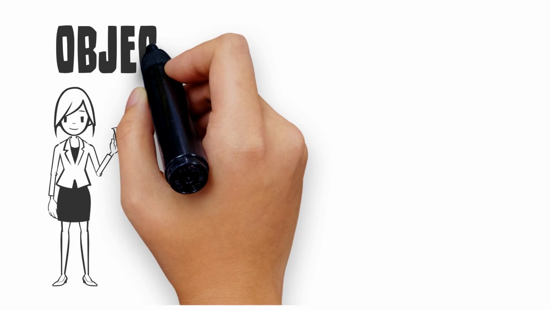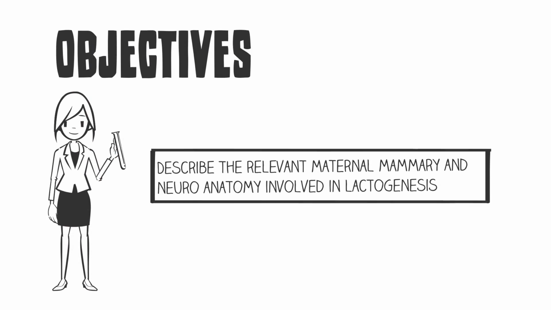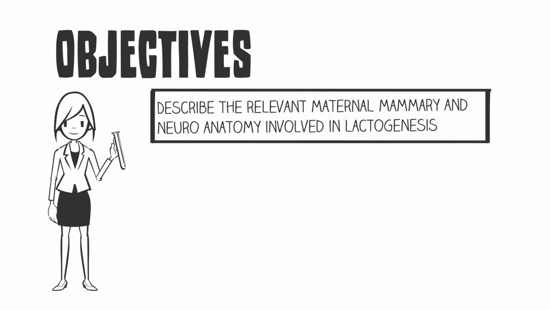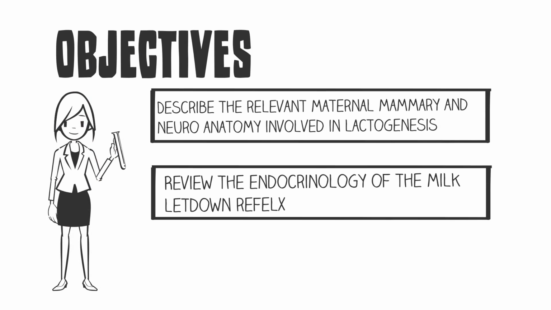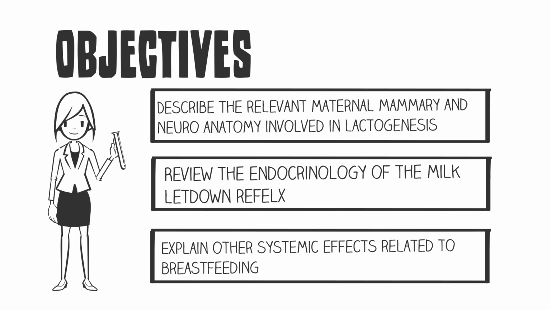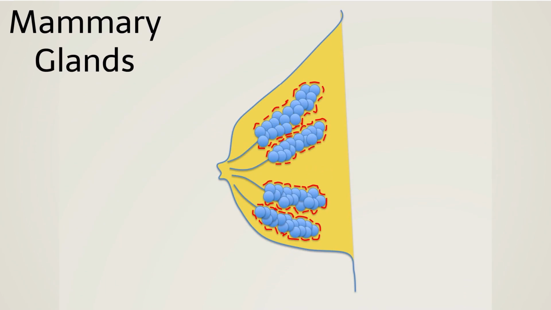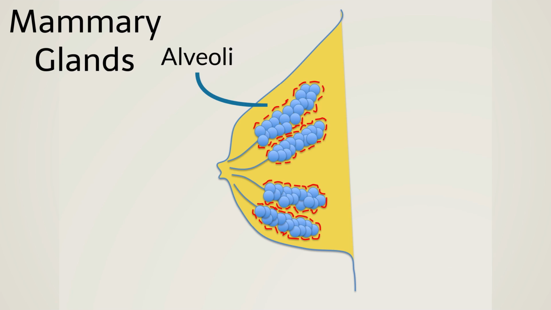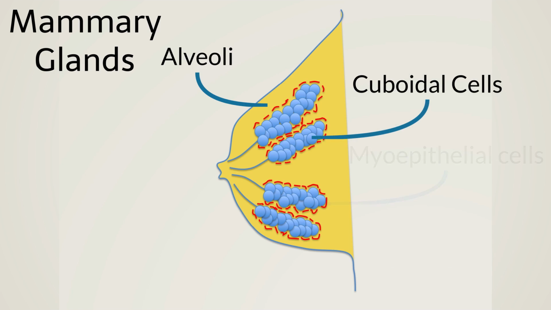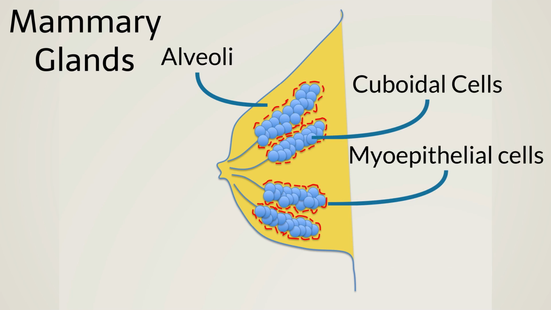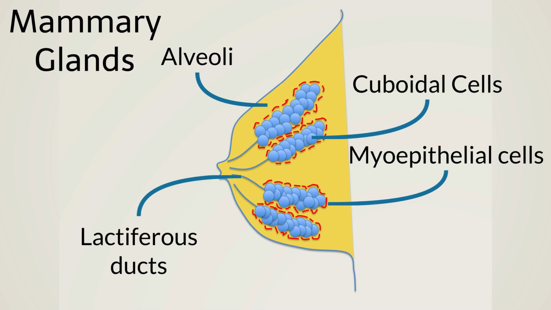The objectives of this video are to describe the relevant maternal mammary and neuroanatomy involved in lactogenesis, review the endocrinology of the milk letdown reflex, and explain other systemic effects related to breastfeeding. The milk letdown reflex is initiated by the infant suckling at the mother's nipple. Recall that within the maternal breast are mammary glands consisting of alveoli that are lined with milk-producing cuboidal cells and surrounded by contractile myoepithelial cells. The alveoli eventually lead to the lactiferous ducts that communicate with the nipple.